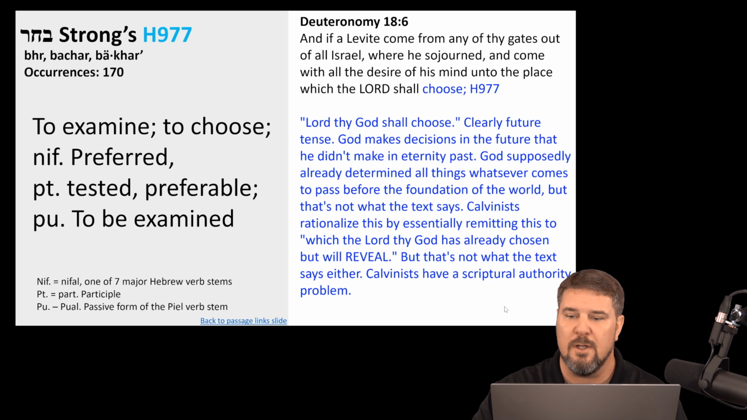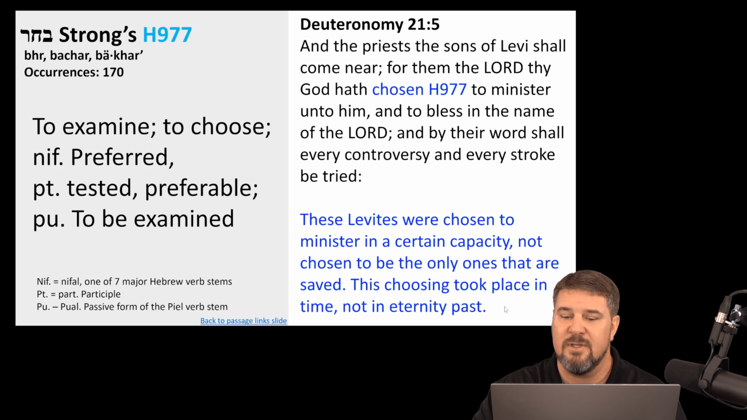Deuteronomy 12:21, for then the Lord thy God hath chosen to minister unto him. The Levites were chosen to minister in a certain capacity. Being chosen always has to do with service of some sort, not chosen to be the only ones that are saved. This choosing took place in time, not in eternity past.